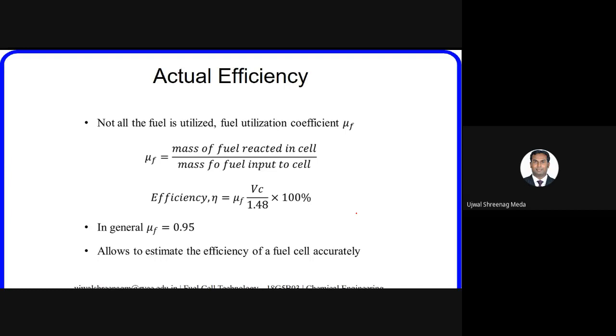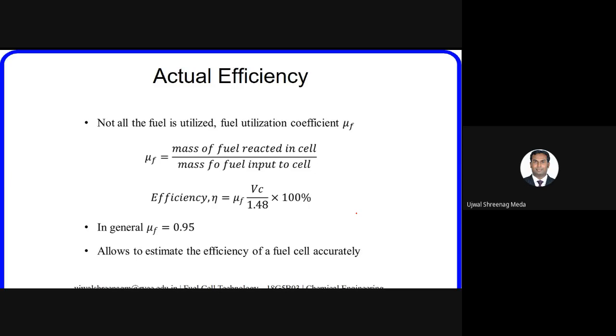So in practical fuel cells under operating conditions, when the fuel is consumed and the current is being drawn by an external load, all the fuel that is supplied will not be completely utilized. So only part of it is utilized, or I would say part of it is definitely lost. So taking that into account, a term known as fuel utilization coefficient is coined.